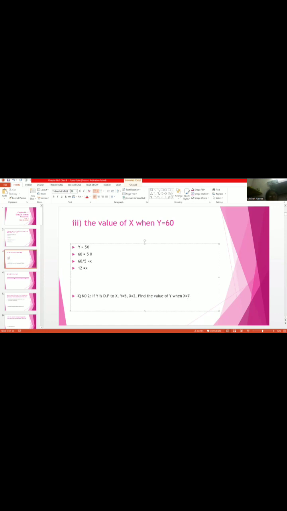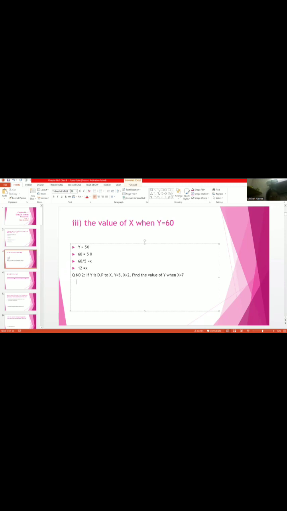Now we move toward the next question, that is question number 2. They are saying, if y is directly proportional to x and the values of y and x are given, you have to find the value of y when x is equal to 7. So first of all, we have to find the value of k.